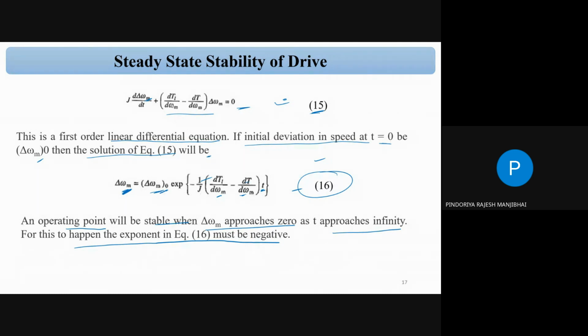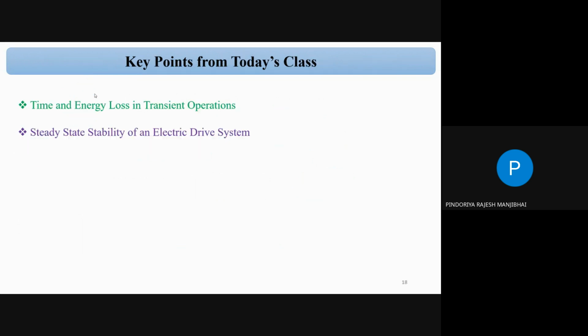The most important condition is T equal to TL. You have to give the variation Δωm, and then check whether the condition is satisfied for every Δωm. Then you can say it is a stable operation. If it is not satisfied, then you can say it is an unstable operation. The key points from today's class are the time and energy losses of transient operation and the steady state stability of electrical drives.